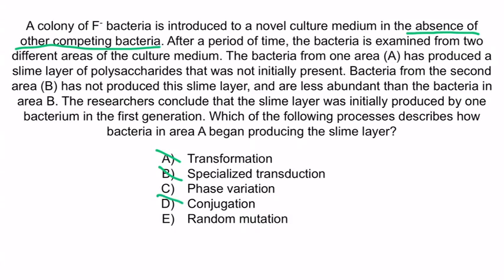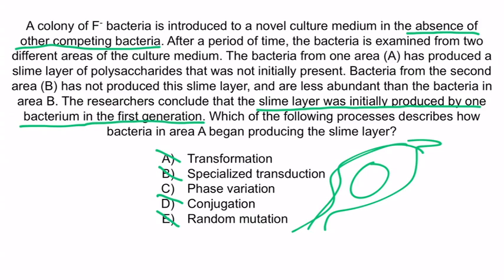And choice D is wrong because we're told that a single bacterium gave rise to all the bacteria on the culture medium. This means that there are no other bacteria from which to gain the genes for the slime layer. Lastly, choice E is wrong because this occurs over time. It doesn't happen within one bacteria, which is what we're specifically told occurred with the slime layer. The slime layer was initially produced by one bacterium in the first generation. So one bacterium had it, and then it all of a sudden grew it. That is not consistent with random mutation over time. So again, the correct answer choice is C, phase variation.